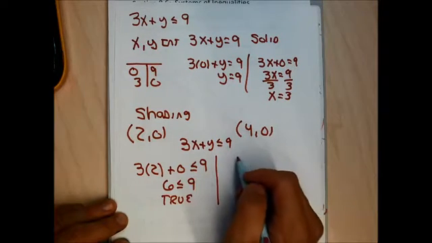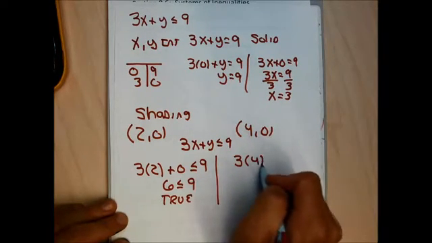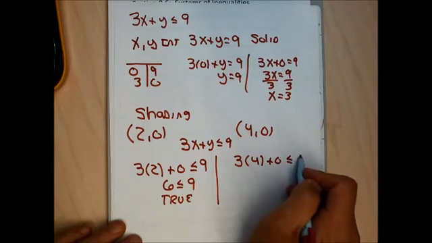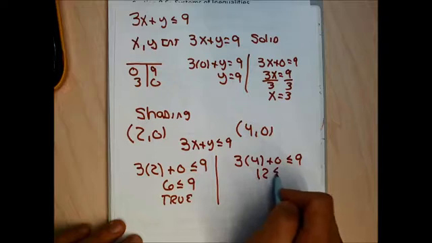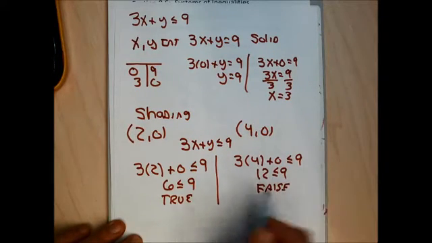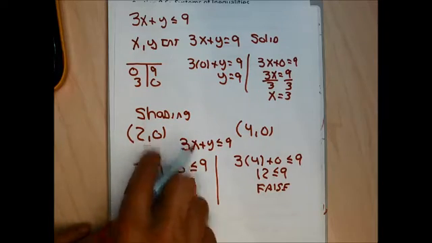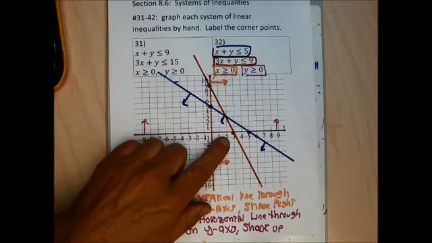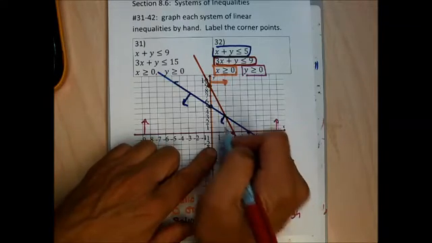For the (4, 0), I get 3 times 4 plus 0, plugging 4 in for x and 0 for y, is less than or equal to 9. That gives me 12 is less than or equal to 9, which is false. So I need to shade towards (2, 0). So I'll make a little arrow pointing towards (2, 0), which is this way on this line.